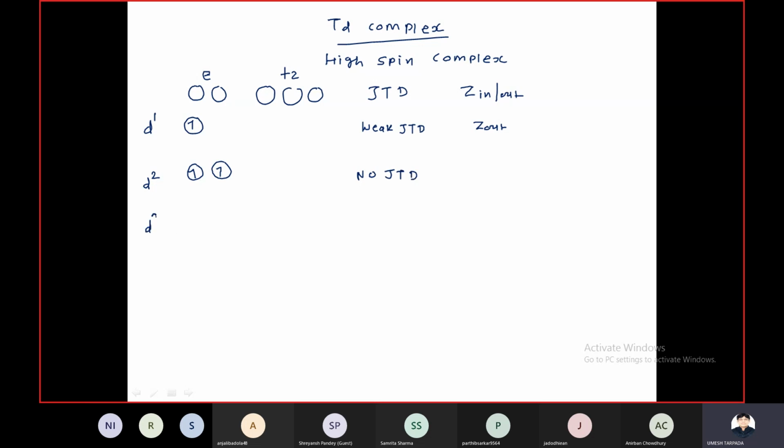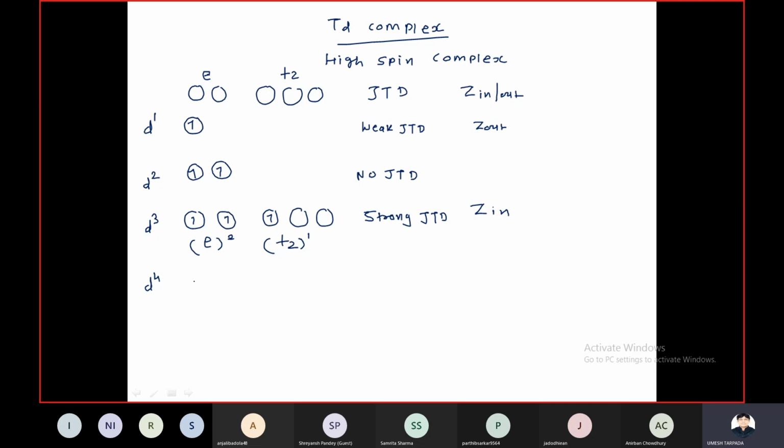What about d3? Z out? Yes, it is not Z out. See, look at the configuration. Yes, it's a t2 having 1 electron, e having 2 electrons. So it's a Z in, and it is a strong Jahn-Teller distortion because here the t2 orbital is unsymmetrically filled.